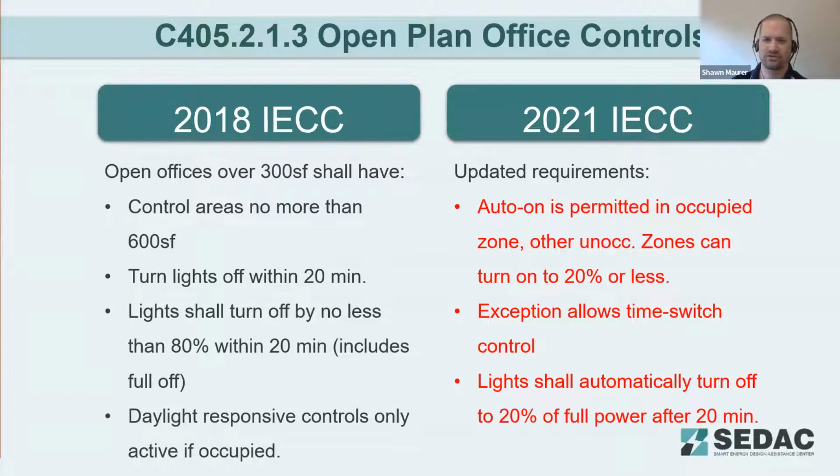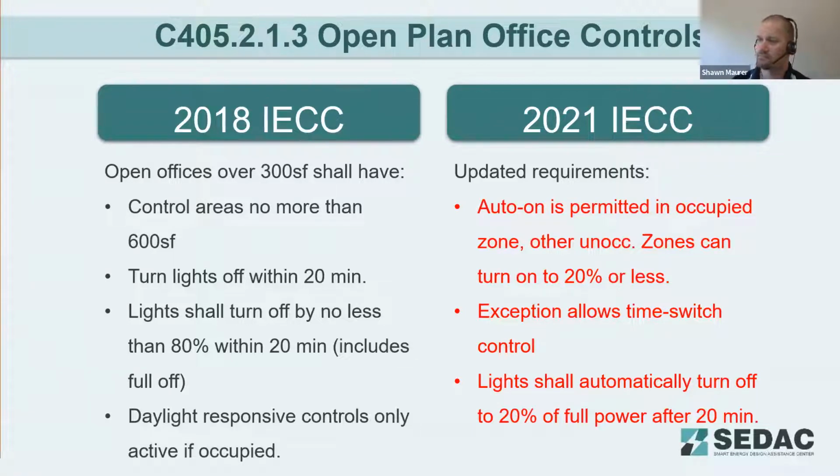Open plan office controls also gets an update. Auto on is permitted in occupied zones, and then other unoccupied zones can turn on to 20% or less. An exception allows time switch control here as well now, and lights shall automatically turn off to 20% of full power after 20 minutes.